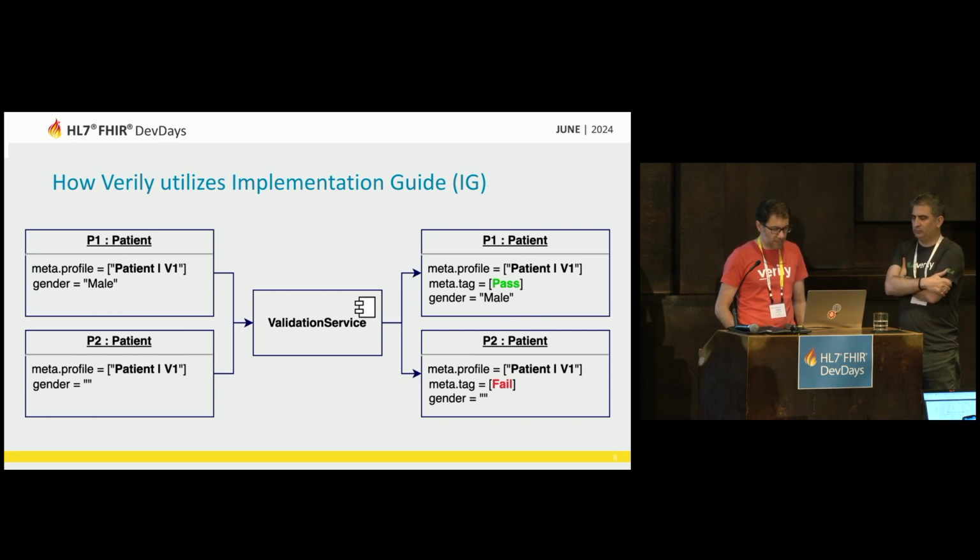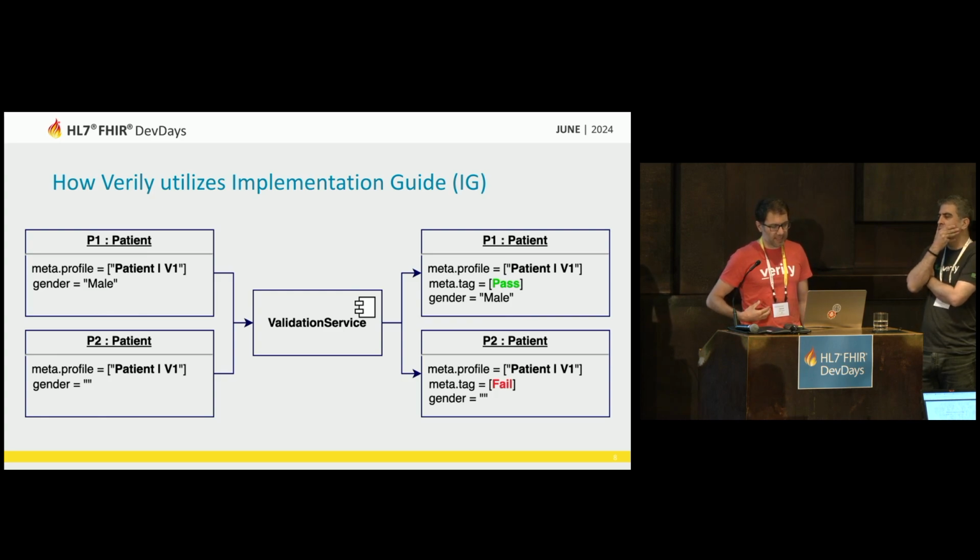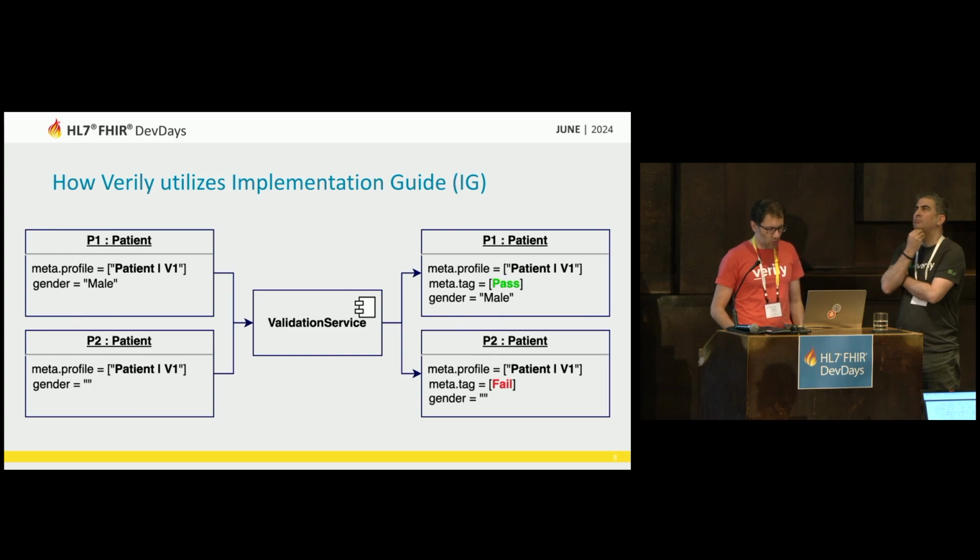For P1, because it has all the required fields, it's going to add a tag to the resource as pass, which means that this resource has passed all the integrity checks, and now all downstream processes can use this resource. While for the second resource, P2, because it is missing a required field, it will be tagged as fail, and this will stop downstream analysis from using this resource, and then probably we need to go and somehow fix this resource, and then we can process it further down.